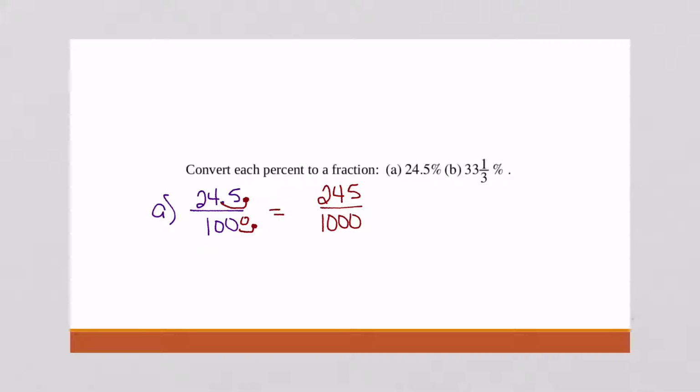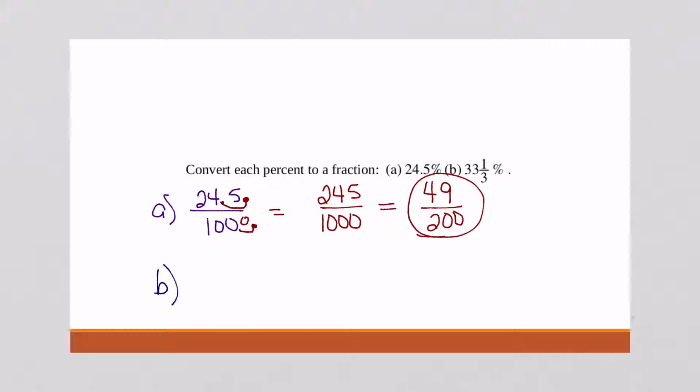Now, notice that the top ends in a 5 and the bottom ends in a 0. That means they are definitely divisible by 5. Whenever I reduce that, I wind up getting 49 out of 200. So 24.5% turned into 49 out of 200. Let's take a look at part B.